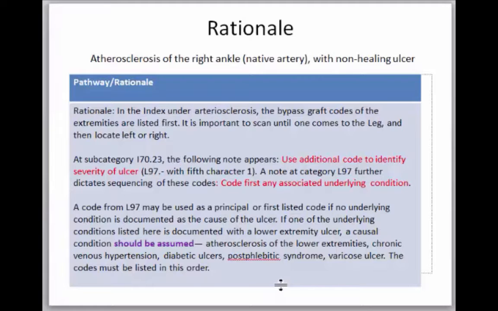If you have a condition like arterio or atherosclerosis of the lower extremities, or chronic venous hypertension, diabetic ulcers, post-phlebitic syndrome, varicose ulcers, you can assume that there's a relationship between the ulcers and those conditions. Those causative diagnoses would be sequenced before the ulcer codes.